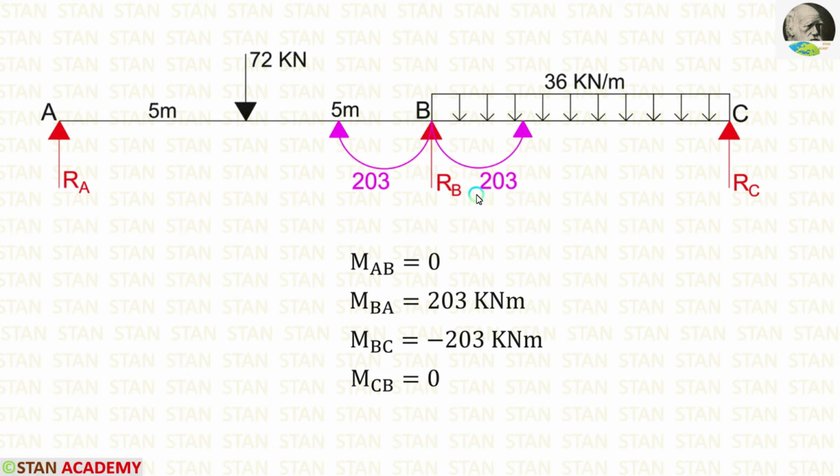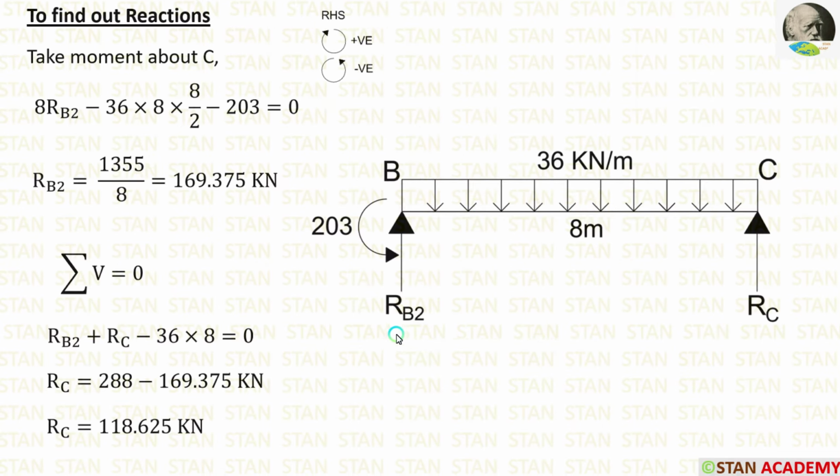Now let us take the span BC and find out the reactions. In the span BC, we have an anticlockwise moment MBC, which is equal to 203. In this span, first I am going to calculate RB2. For that, I am going to take moment about C. In this case also, I am moving towards the right hand side. Clockwise will be positive, anti-clockwise will be negative.